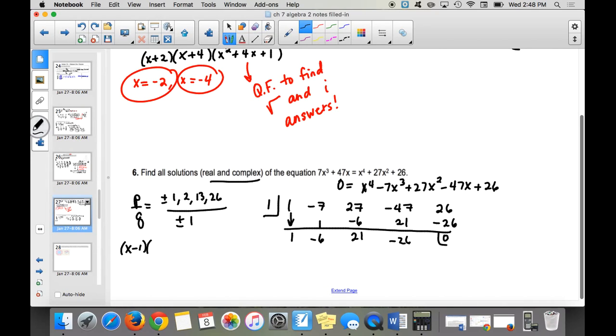Because now we've factored into x minus 1, x cubed minus 6x squared plus 21x minus 26. And this is another x cubed one that doesn't factor by grouping, because we pull out an x squared and have x squared and x minus 6. But there's no way to get x minus 6 over on the right side.